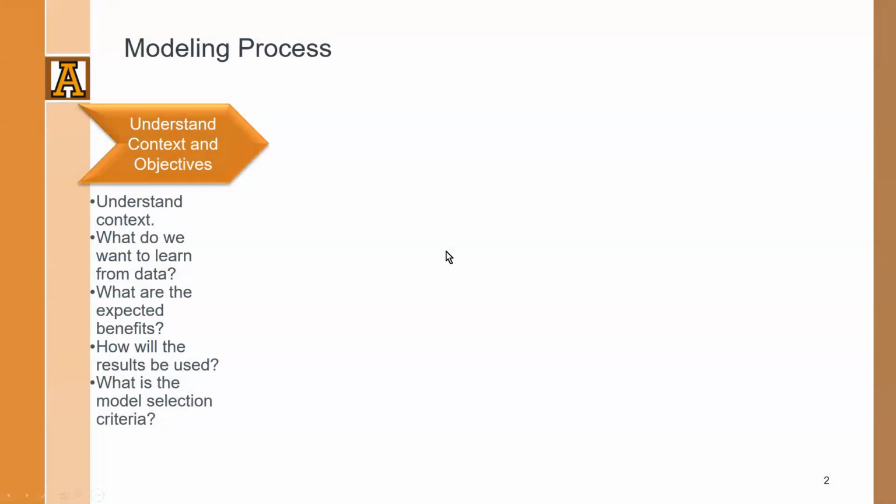Okay, so we'll talk about the modeling process. And this is in general a process that we use to model any types of models, not only predictive models. It's always a standard process. And the first thing we need to do is understand the context. What is the context that we're working on?